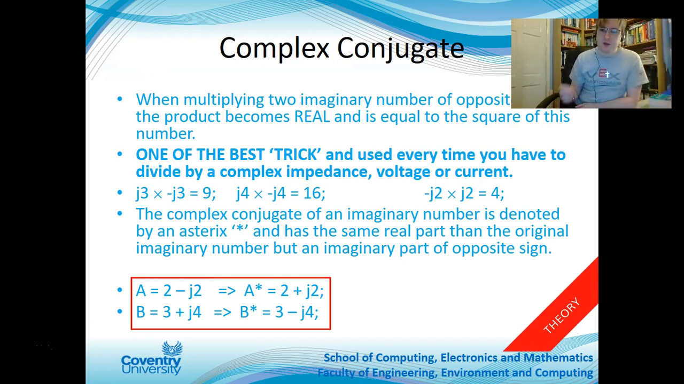Without division, obviously you won't be able to do much mathematics with it. So you have to do it this way. If I have an A, which is 2 minus J2, its complex conjugate is 2 plus J2. As you can see here, it's represented by an A with an asterisk on it to show that that is the complex conjugate. If we have B, which is 3 plus J4, then we have B star, our complex conjugate, which is equal to 3 minus J4. So you just change the sign.